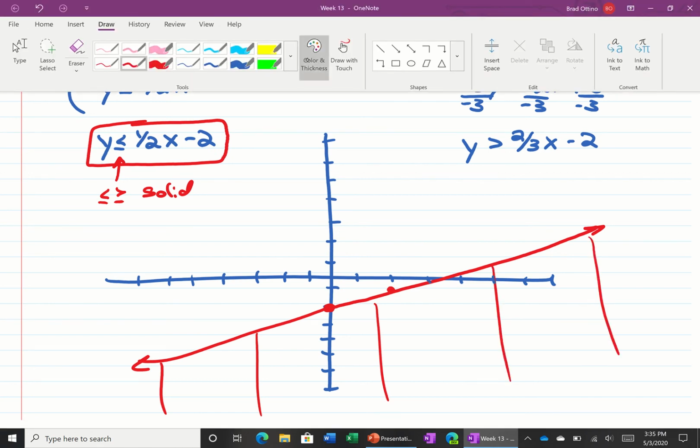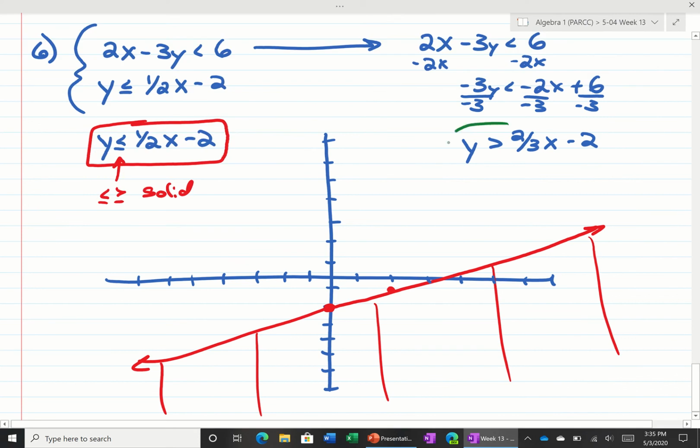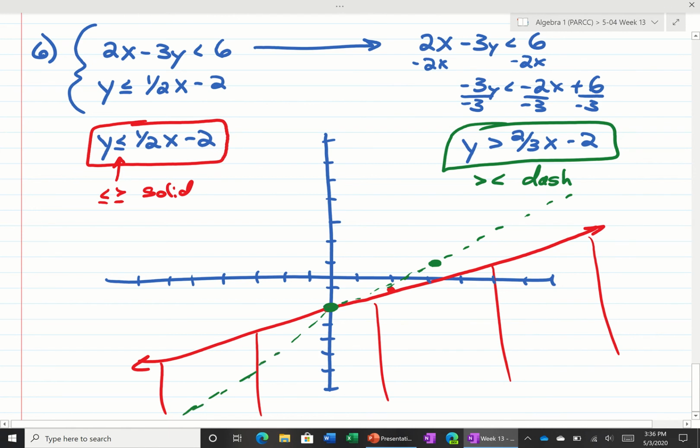For the second inequality, we're going to also start at negative 2, but from here we're going to go up 2 over 3. Now this inequality, we dash our line. That means that numbers that fall on this dashed boundary line are not part of the solution. The line's a little crooked, but I'm sure you get the idea. We're going to be shading above because it's a greater than sign.